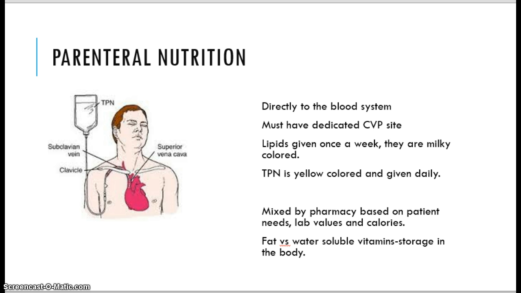The parenteral nutrition is mixed by the pharmacist, and it's based off of the patient's weight, their output, their lab values. Do they need more albumin? Are they a little low in B6? Do we need some calcium? And then the amount of calories that the dietitian has determined along with the physician. So it's really an inter-collaboration process, how much they need.